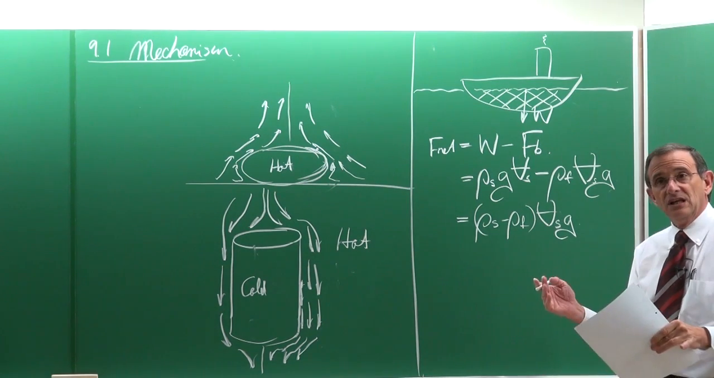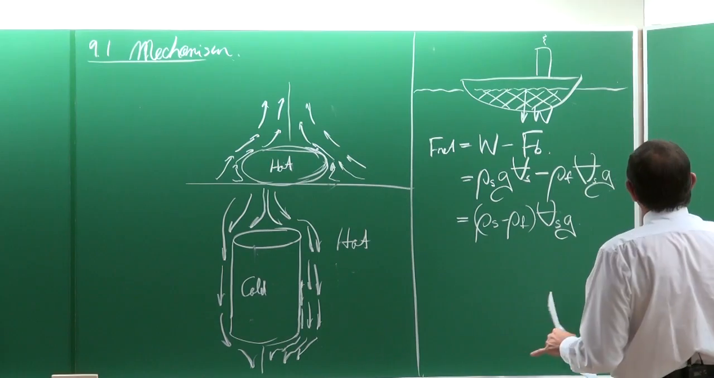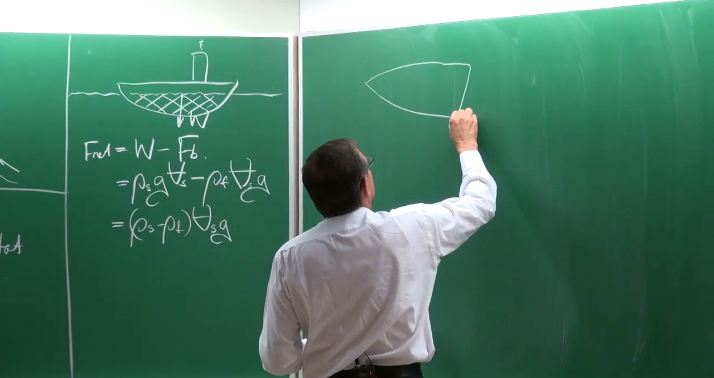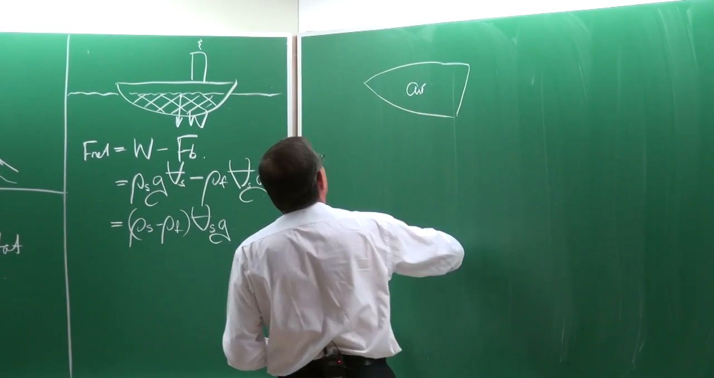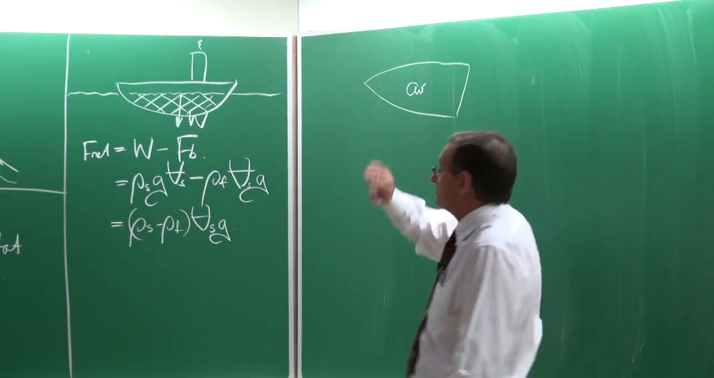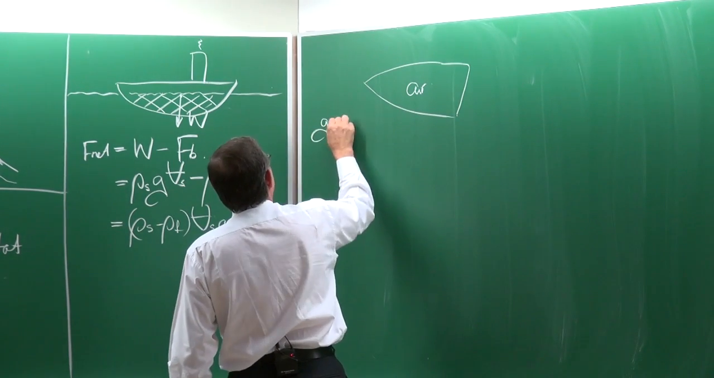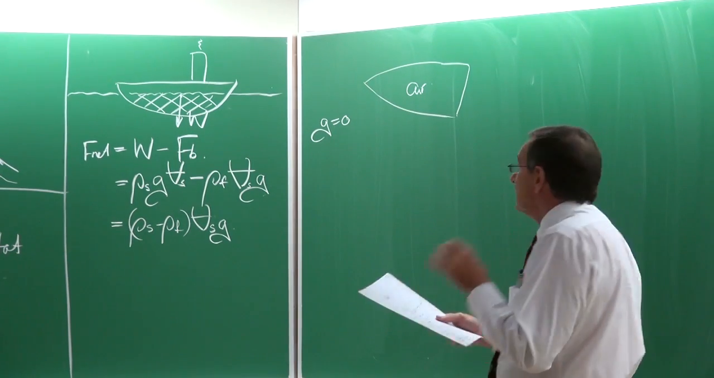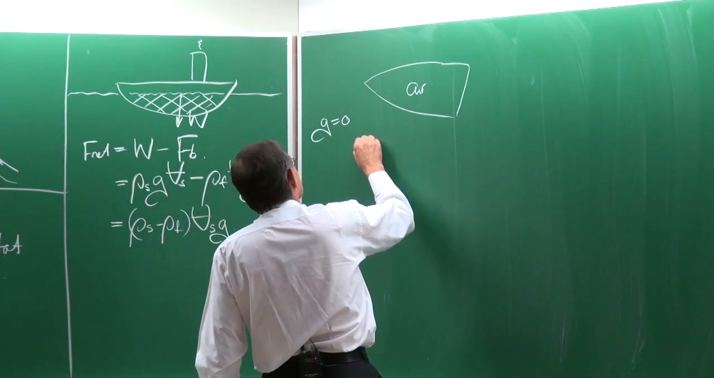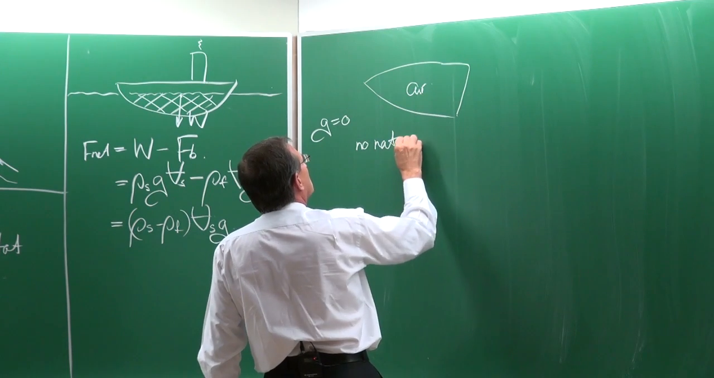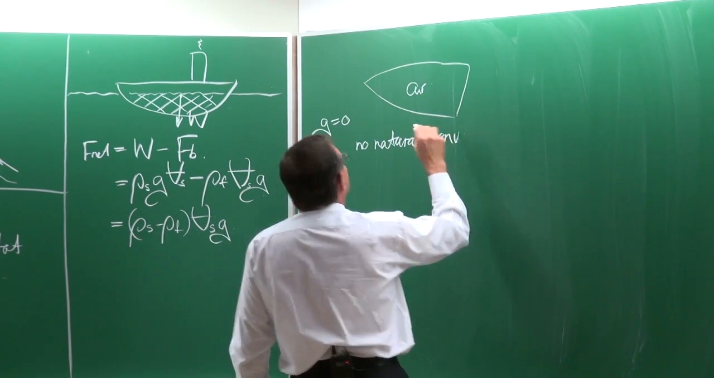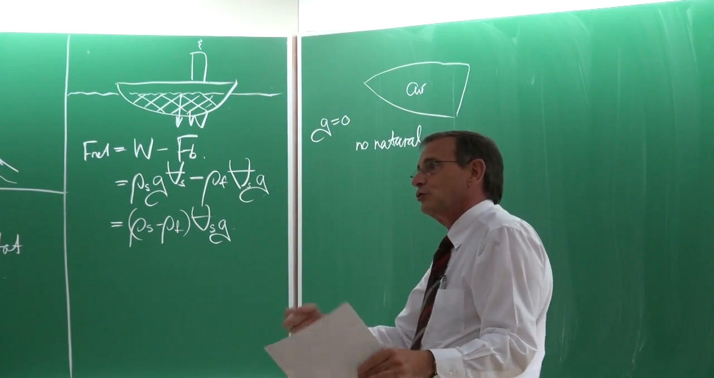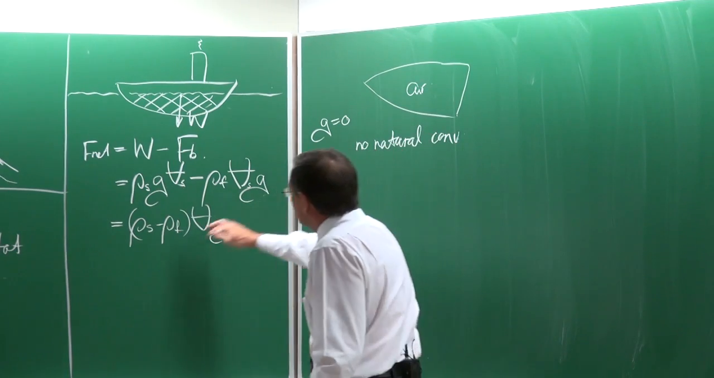Now what's very interesting is that if you've got a spacecraft, let's suppose it's full of air and it is outside in space, where g is equal to 0. When g is equal to 0, there can be no natural convection. Even though inside the spacecraft there might be air, there cannot be natural convection because g is equal to 0.